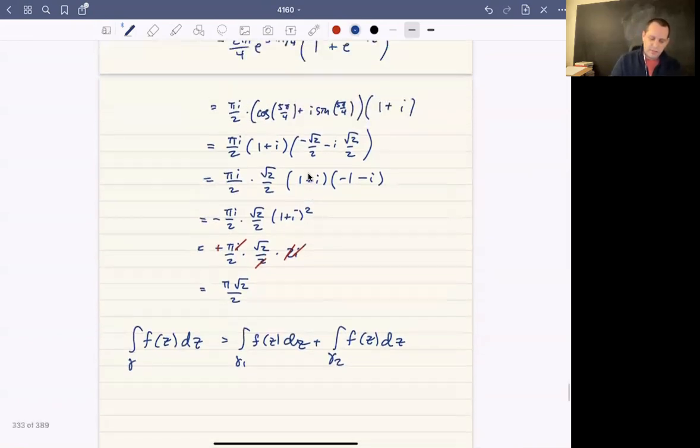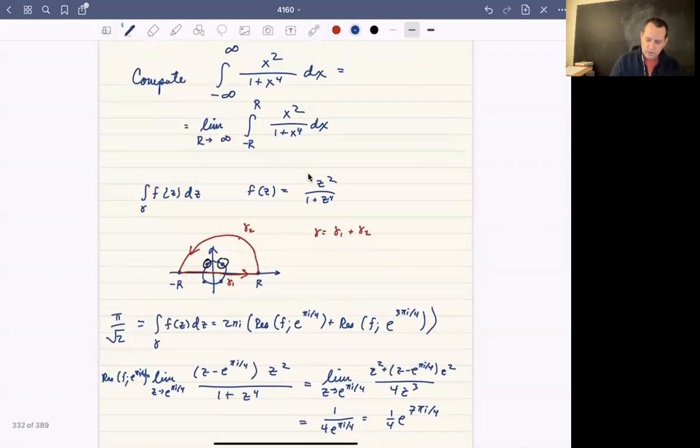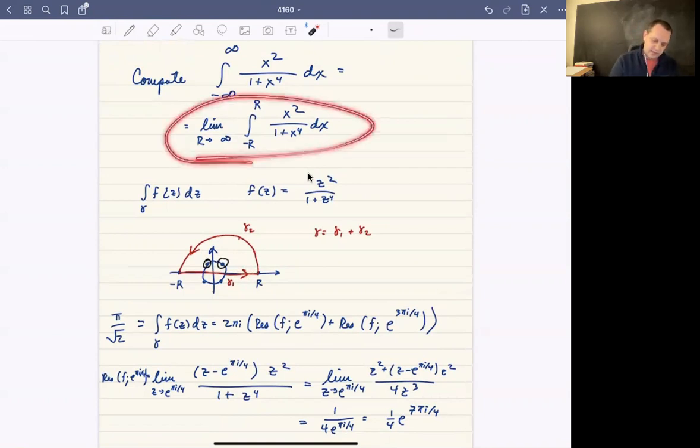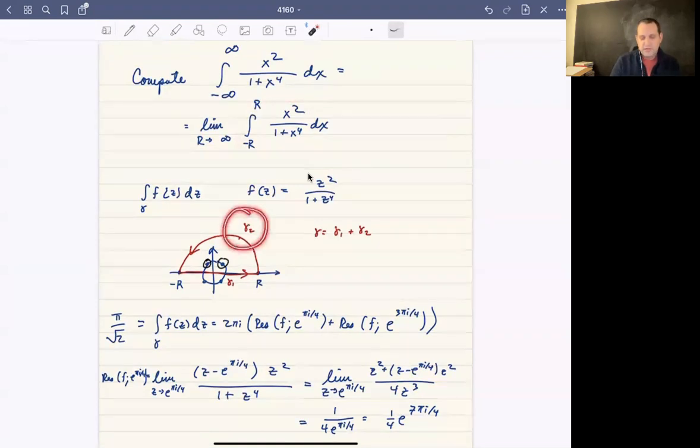But if you think about gamma 1, so sorry to scroll, but gamma 1 is exactly the integral that we're looking for, because we're trying to evaluate z squared over 1 plus z to the 4th along the real axis as we go from negative r to r. That's exactly what this is. So the integral over gamma 1 is going to turn out to be exactly this integral. And then all we have to do is evaluate the integral over gamma 2, subtract them, and then this will give us our answer for the integral over gamma 1.